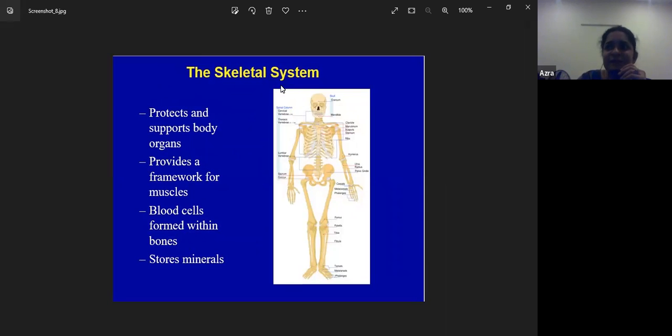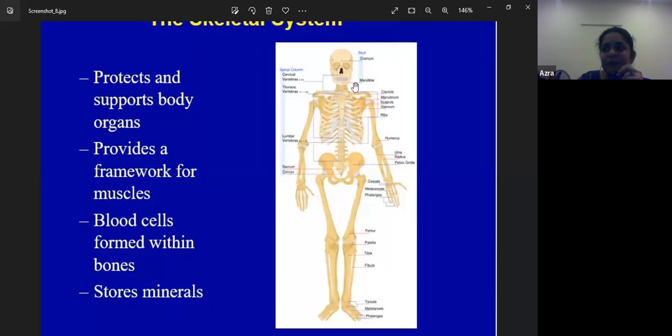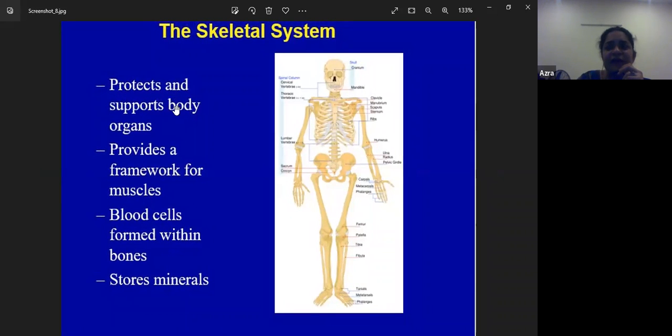Now next is the skeletal system. What is the skeletal system? What is its function? It protects and supports body organs, like the lungs, kidney, liver, stomach, and intestine. It also provides a framework for the muscles. If we don't have this framework, muscles cannot attach and cannot be stable.